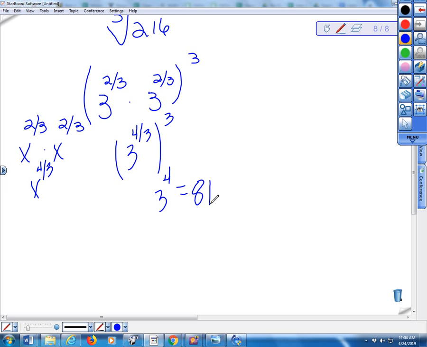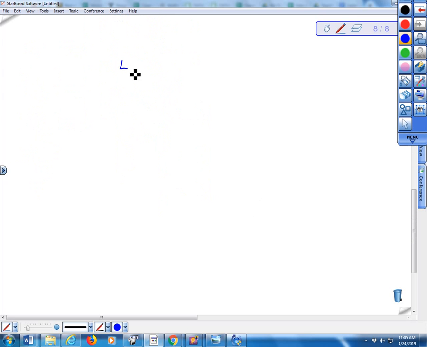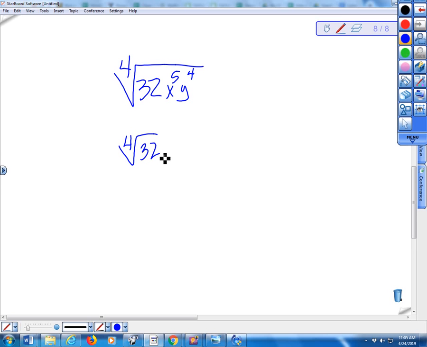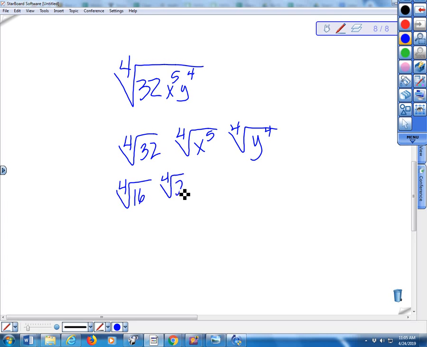All right, next one. 4th root of 32x to the 5th y to the 4th. And I'm going to take the 4th root. I'm going to just break this up first into chunks. I think that's easiest. So 4th root of 32, there is no number that to the 4th power equals 32. So I'm going to break it up into one that does. 4th root of 16 is 2, times the 4th root of 2. So that splits to this.